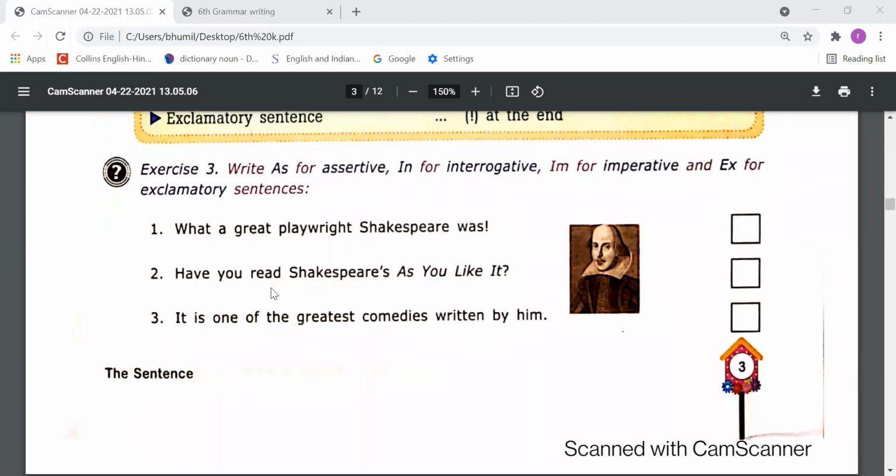"Have you read Shakespeare's As You Like It?" The question mark is at the end, and the sentence started with "have." So that's an interrogative sentence. We need to mention IN here. "It is one of the greatest comedies written by him." So it's a statement. A full stop is there at the end. So we need to mention AS here, meaning assertive sentence.